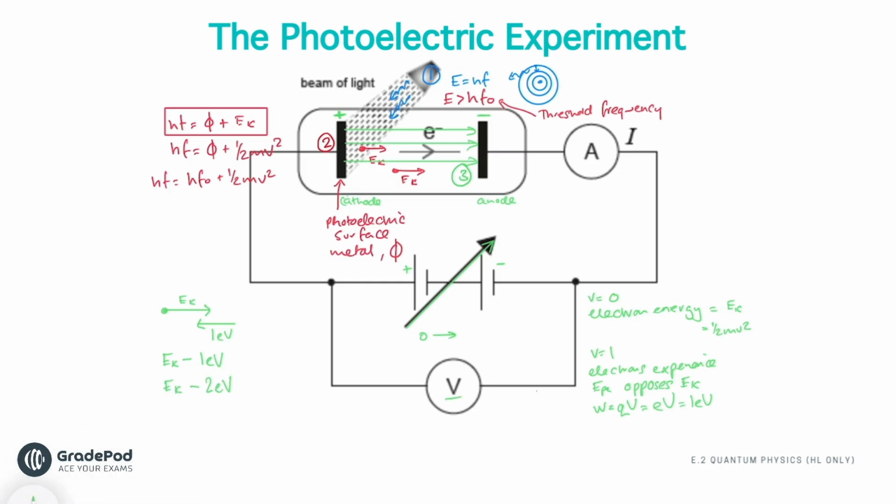And eventually what will happen is if you increase this voltage enough, then the kinetic energy of the electron will equal the opposing electric potential energy, and the electron will stop. And that voltage is called the stopping voltage.